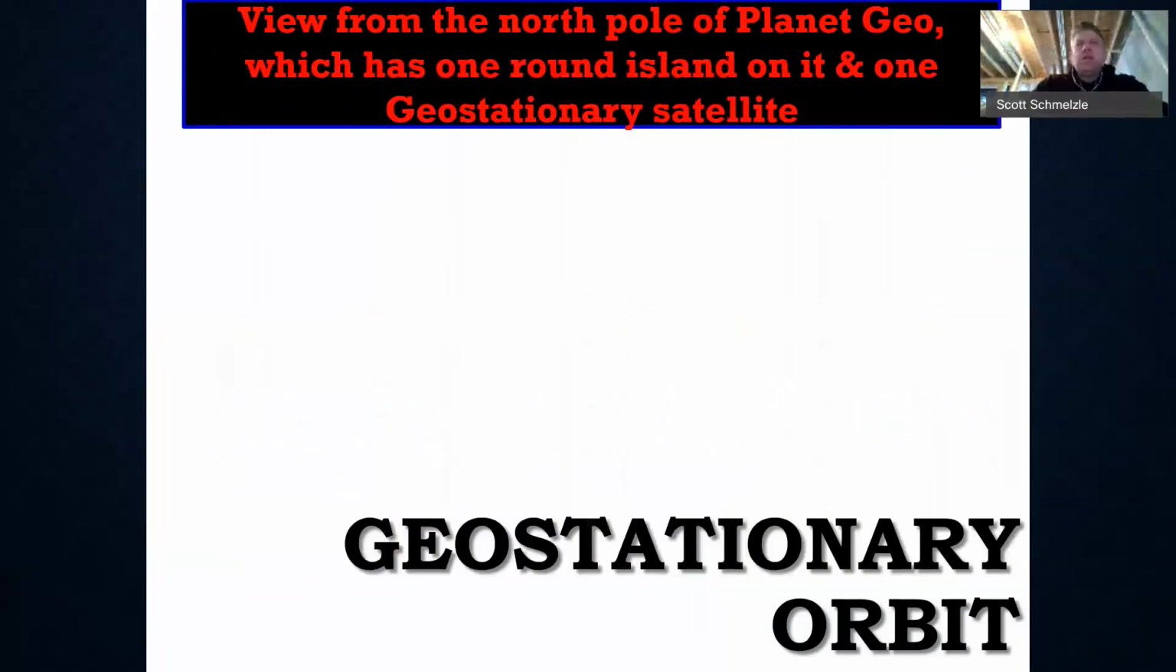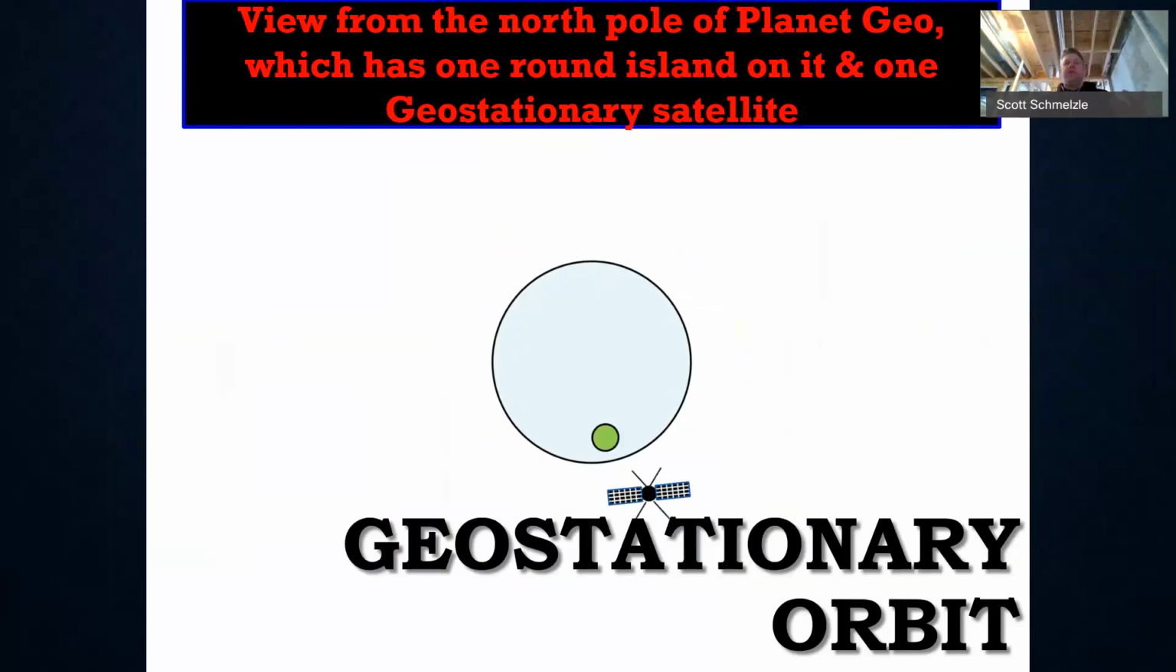Okay. So if you were sitting on the North Pole of a planet and you were watching it orbit, with a single island and a geostationary satellite, so there's our island, there's our geostationary satellite, what you're going to see is that the geostationary satellite appears to stay in that same place, which is exactly what we want. We can have that geostationary satellite just focus in on one portion of the globe, so to speak.